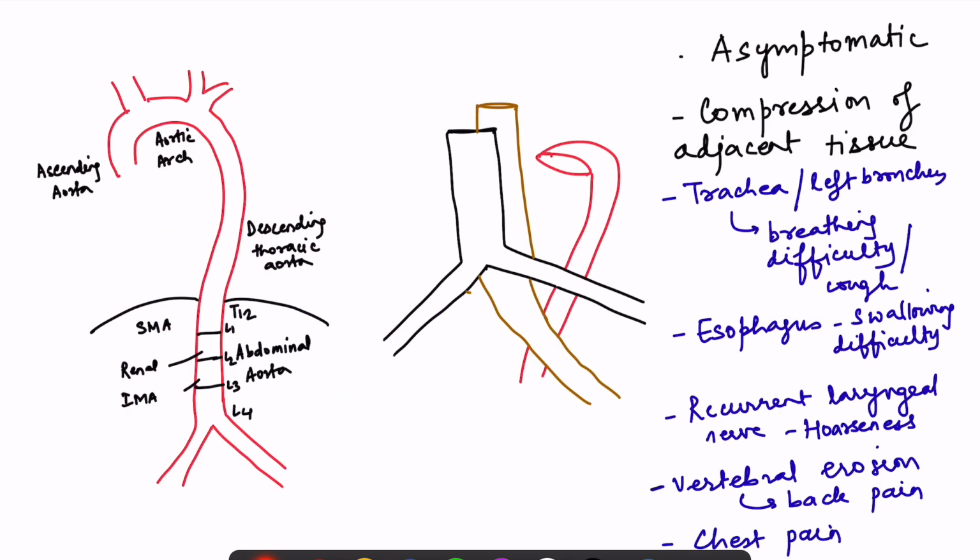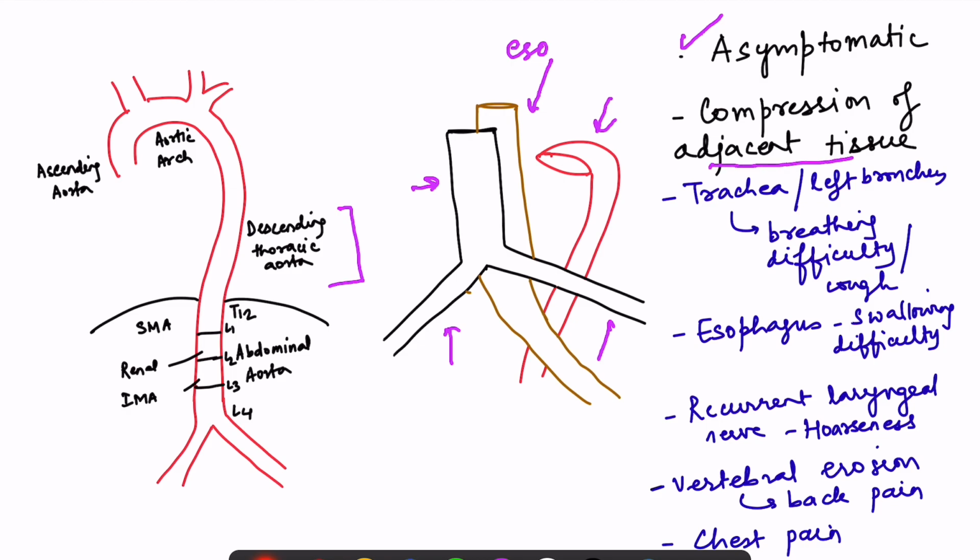Then in case of the descending thoracic aorta, you see that it is related to various structures. This is the esophagus, here this is the trachea, this is the left bronchus, and this is the right bronchus. So depending on which structure is involved, there might be symptoms. Yes, it may be asymptomatic, there may be rupture, but apart from that, there may be other symptoms as well because of compression of adjacent tissue.